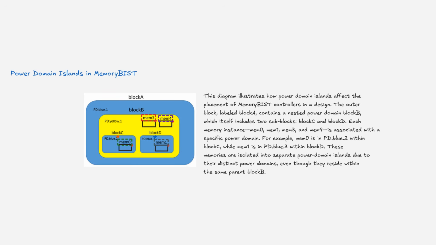For example, Mem0 is in PD Blue 2 within Block C, while Mem1 is in PD Blue 3 within Block D. These memories are isolated into separate power domain islands due to their distinct power domains, even though they reside within the same parent block, B.